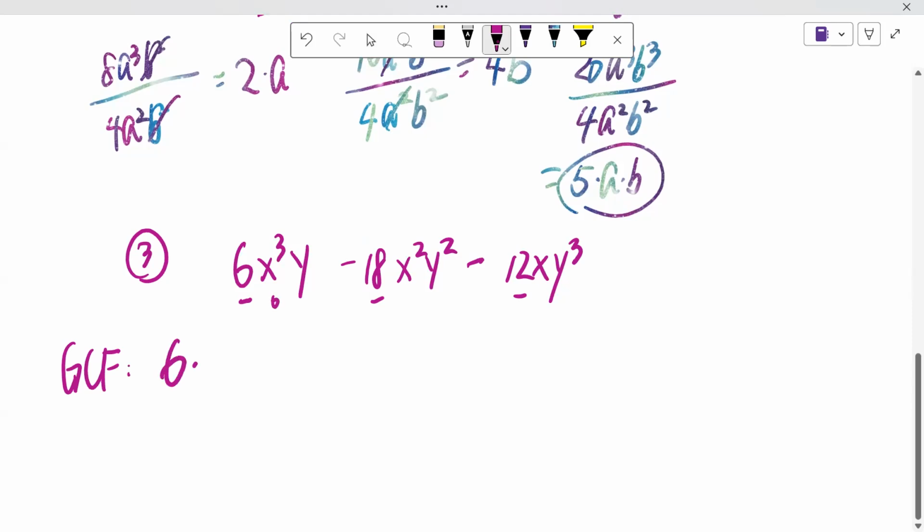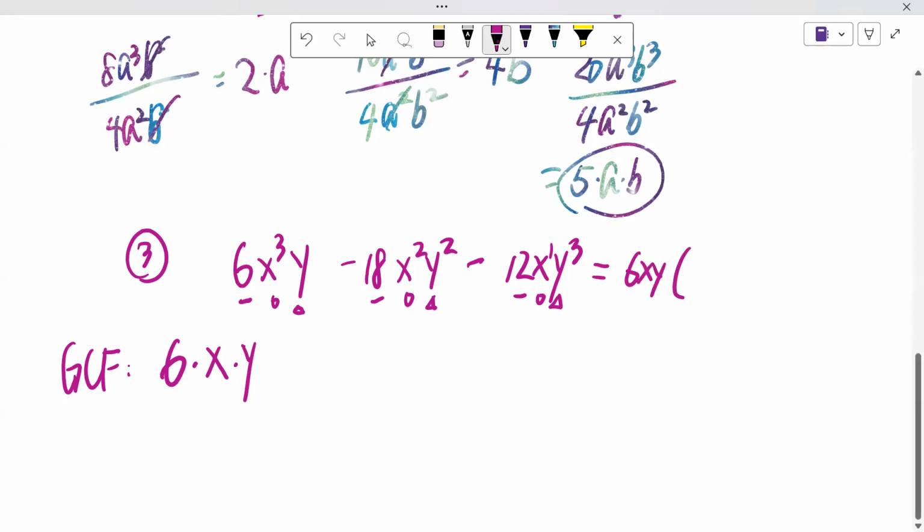And then for the x, take the lowest exponent, which is x to the first. And for the y, take the lowest exponent, which is 1. That's how we determine the GCF is 6xy. Maybe it's easier to write out the word GCF on the side, start with the number, and gradually move down to the different variables to get the GCF. Now 6xy is the GCF, so put it in the front.